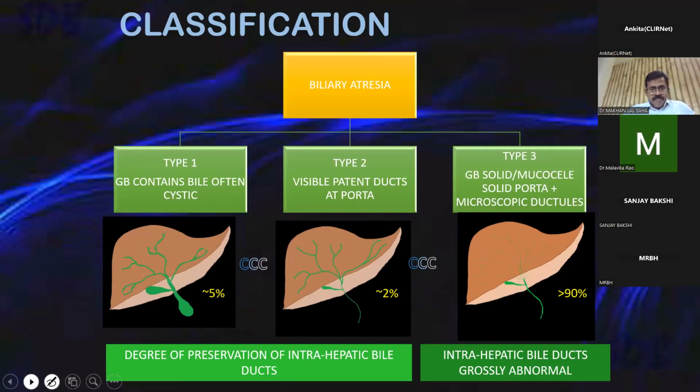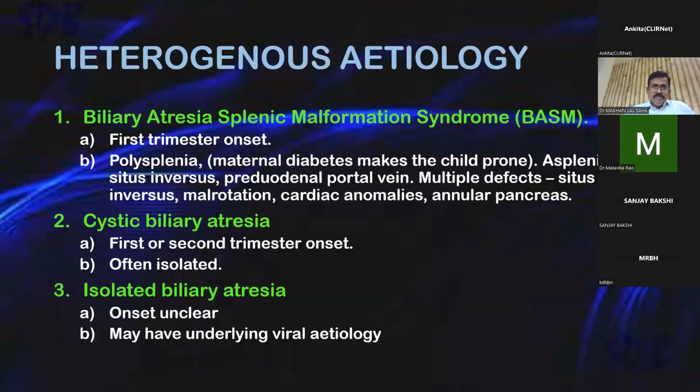And you have a heterogeneous etiology. Sometimes you have a syndrome called the biliary atresia splenic malformation syndrome. It has a first trimester onset and it has polysplenia. Mother usually has diabetes; asplenia, situs inversus, preduodenal portal vein, multiple defects, which is why we said that the patient didn't have any other congenital malformation. So given a biliary atresia, it's important clinically to ensure that the child doesn't have other congenital malformations.